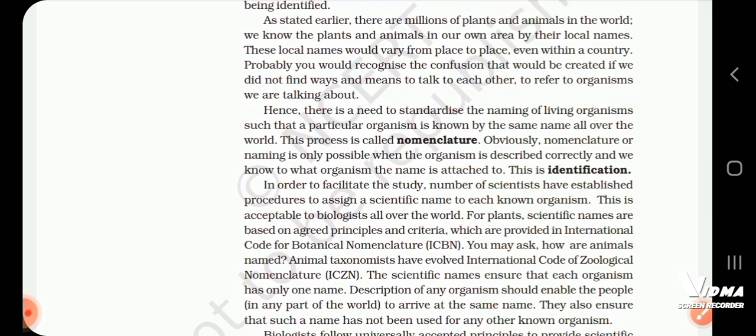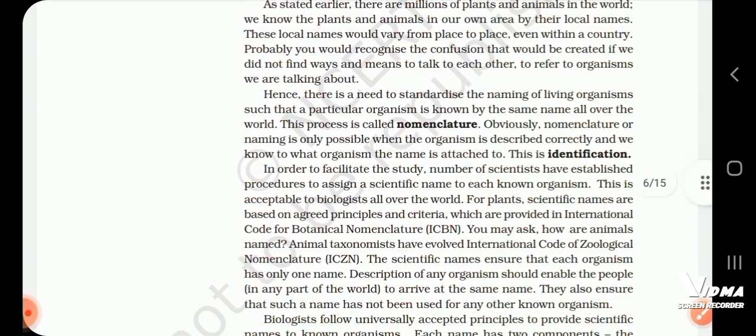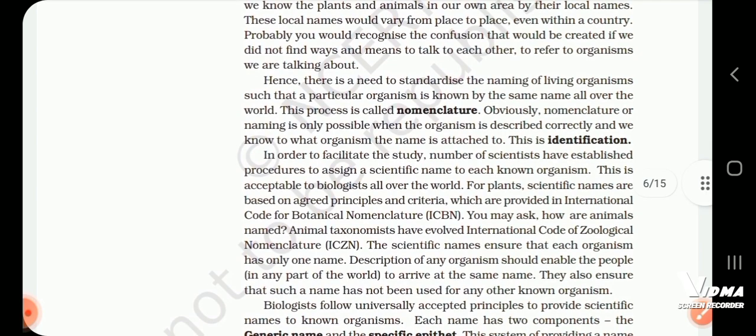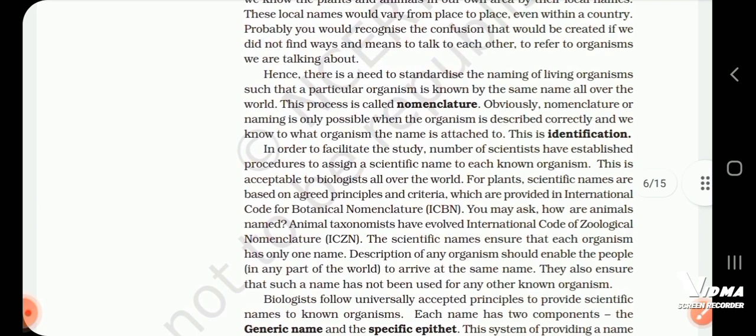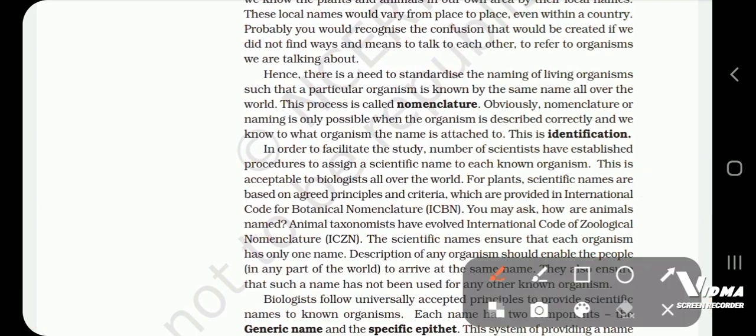Hence, there is a need to standardize the naming of living organisms such that a particular organism is known by the same name all over the world. This process is called nomenclature.